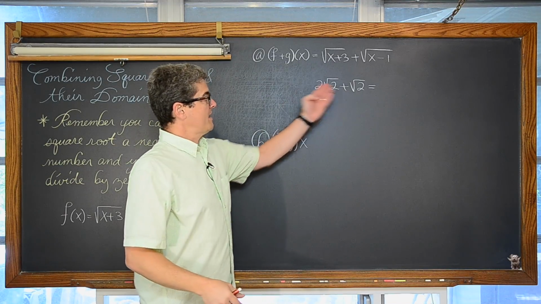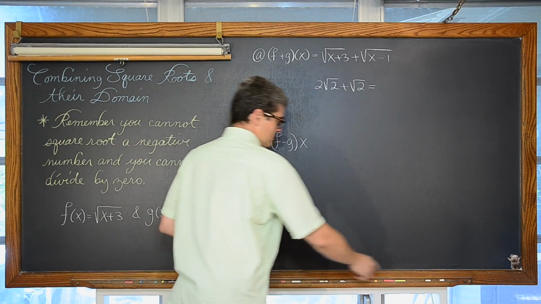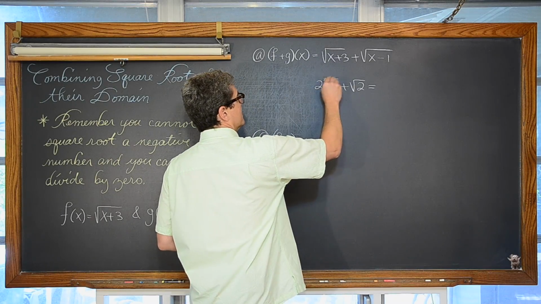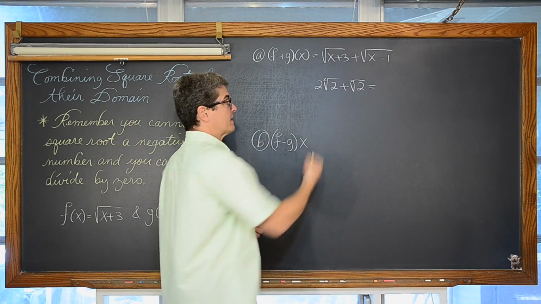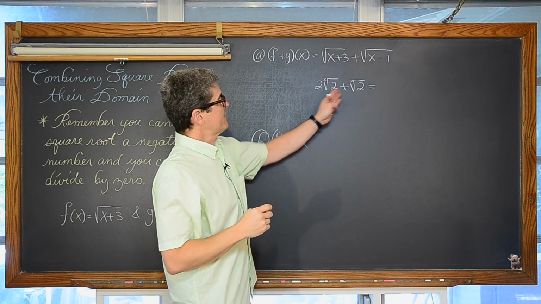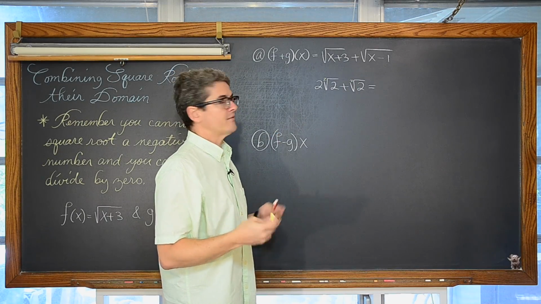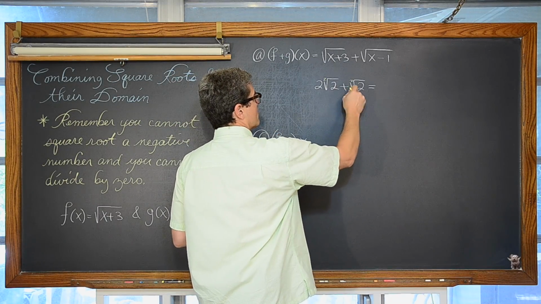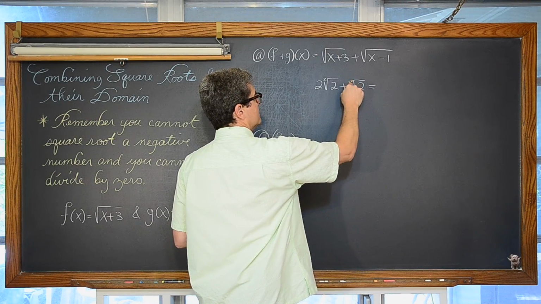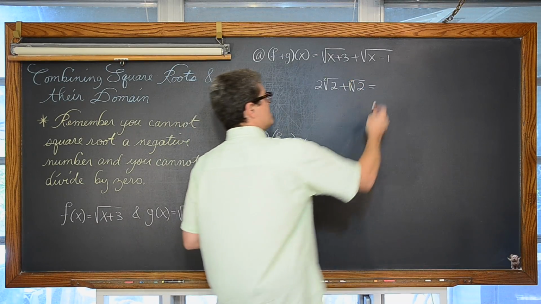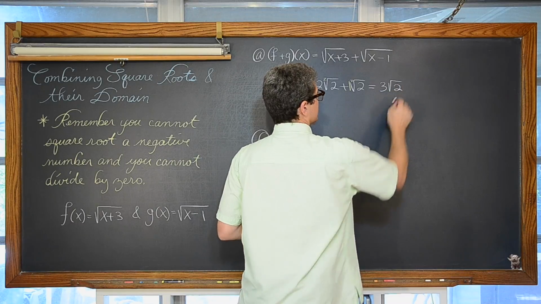And if I say we're going to add these radicals, then all you're going to do is recognize that they both have the same index. They're both square roots. It's not like a square root and a cube root. And they both have the same number underneath the radical. Well, if that's the case, to add these square roots, we're simply going to add the coefficients out front, and this becomes 3 times the square root of 2.